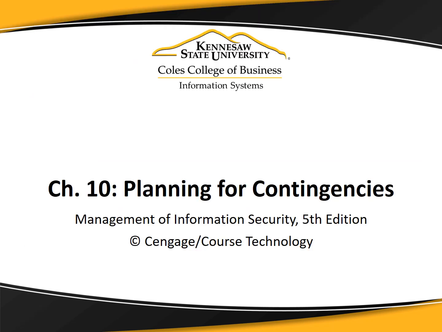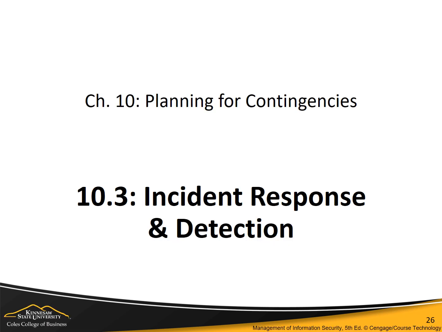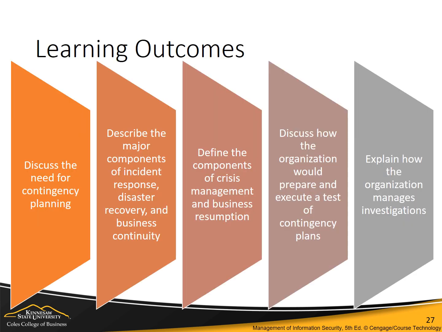We continue Chapter 10, Planning for Contingencies. This is Section 3, Incident Response and Detection. This section will cover the following learning outcomes: describe the major components of incident response, disaster recovery, and business continuity, and define the components of crisis management and business resumption.